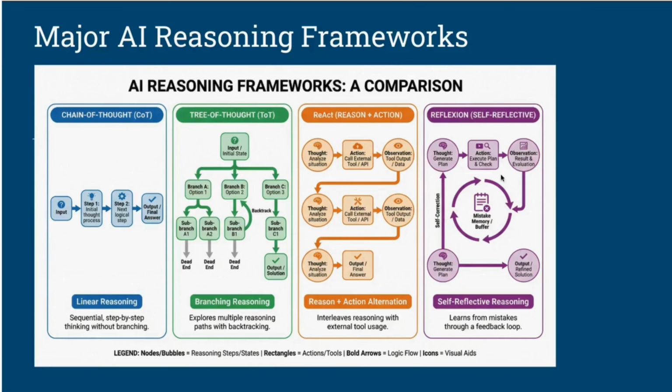The last framework, which we just covered, is reflection. Reflection answers a different question. What if the AI could learn from its own mistakes? So the model generates a plan, then executes it, evaluates the result, and then stores a reflection about what went wrong. That reflection is saved in a memory here and fed into the next attempt. Nothing is retrained, no weights are updated. The model improves purely through language-based self-feedback.